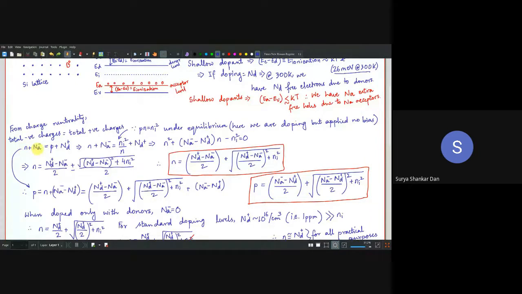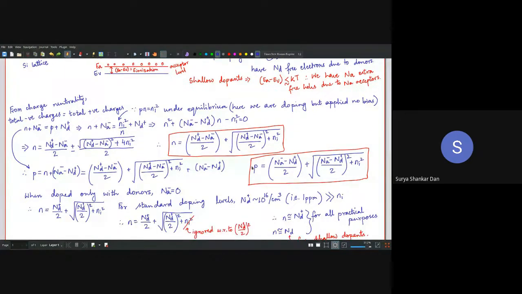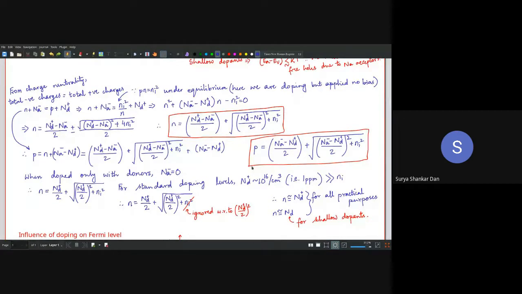So N plus Na minus equals P plus Nd plus, this is from charge neutrality. We know that pn equals ni square under equilibrium, the mass action law. So we will replace P by ni square by n and carry out this second order equation. We will solve this and end up with these two relations. Now there is one minus over here, okay, we can put a minus here also. In this plus minus, why will we choose plus?